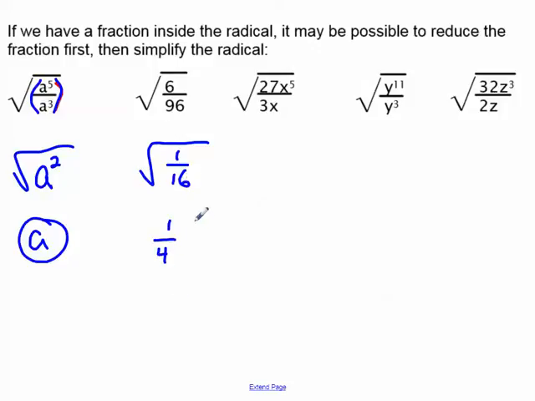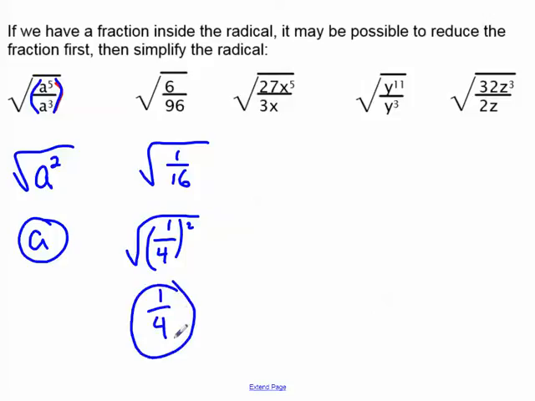Because you could say that the square root of 1 over 16 is, well, let's go the long way here. The square root of 1 over 16 is 1 over 4 squared. And then the square root of a perfect square means the base comes outside the house. There's our answer, 1/4.